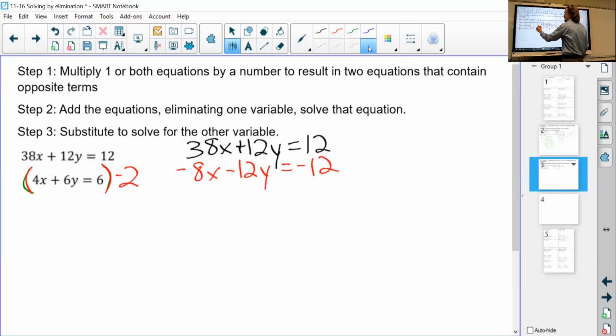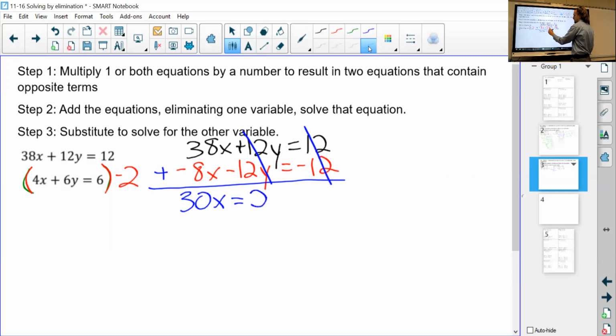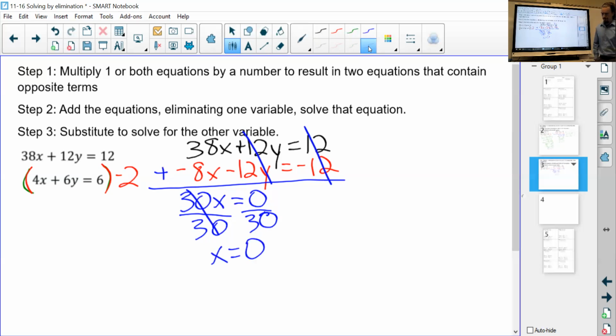And then we're just going to add these 2 equations together. So 38 minus 8 is 30x. 12 minus 12, that cancels. And then added bonus, 12 minus 12 cancels again. So 30x just equals 0. And anything divided into 0, don't know why I put 33. I don't even know why I'm working this out. Hopefully you'll know what this answer is. X equals 0. Okay, so far so good.